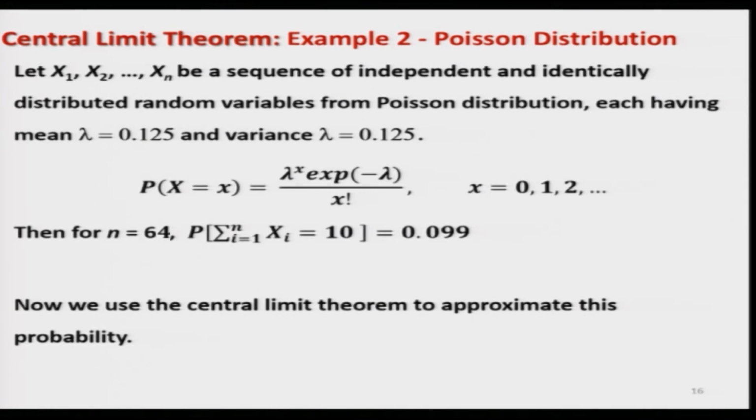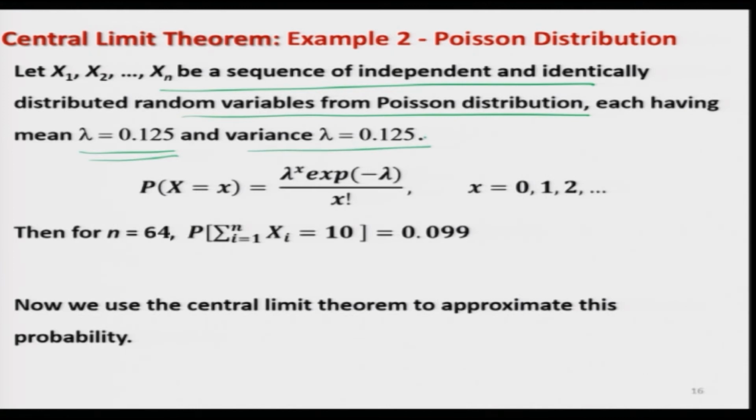Now let me give you one more example from the Poisson distribution, where we apply this continuity correction. So, let x 1, x 2, x n be a sequence of IID random variables from the Poisson distribution, each having mean lambda equal to 0.125 and variance equal to 0.125, because in the case of the Poisson distribution the mean and variance are both the same, and its probability mass function is given by this quantity.